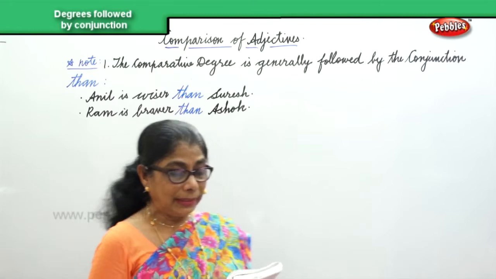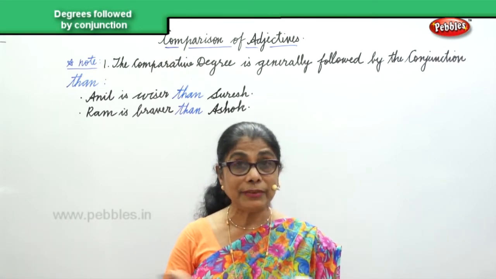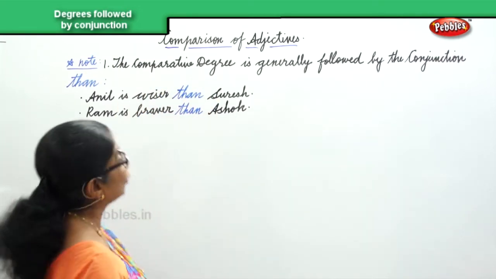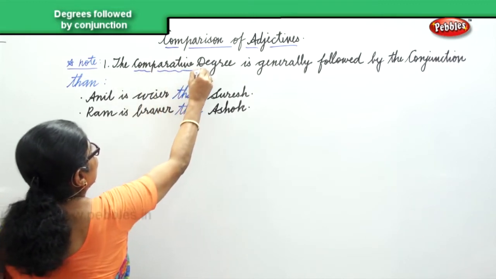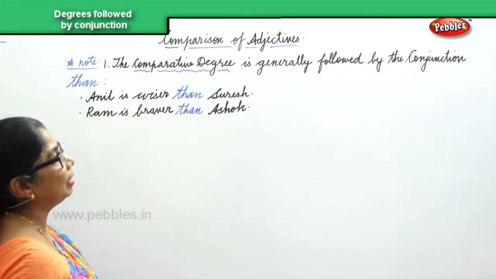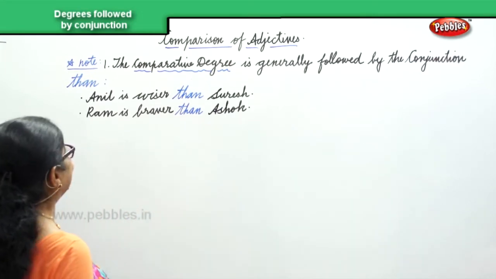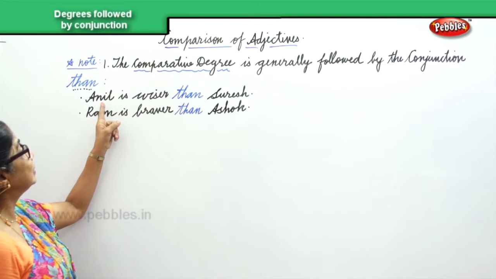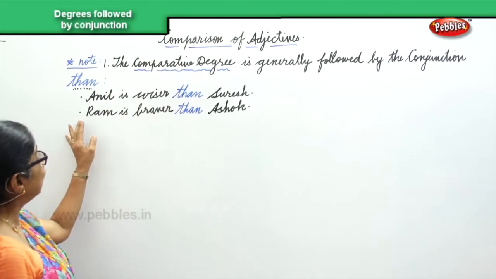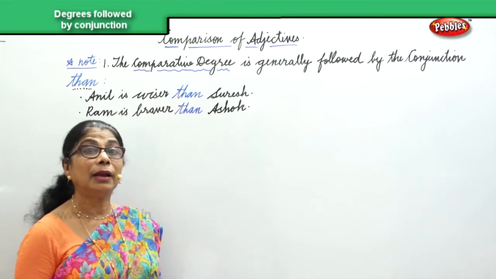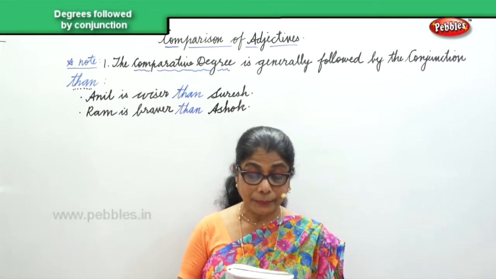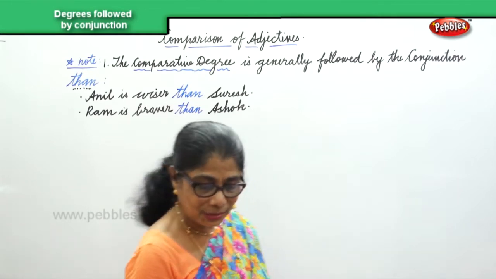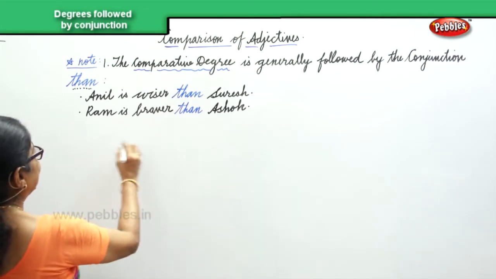Okay. But the comparative can be used even without than. Here we are talking about a comparative degree. We're making note that the comparative degree is generally followed by the conjunction than. So we are looking at than very closely. So we have the sentence, Anil is wiser than Suresh, Ram is braver than Ashok. But they also say the comparative can be used without than. So we're going to look at that. But we have to remember one thing.